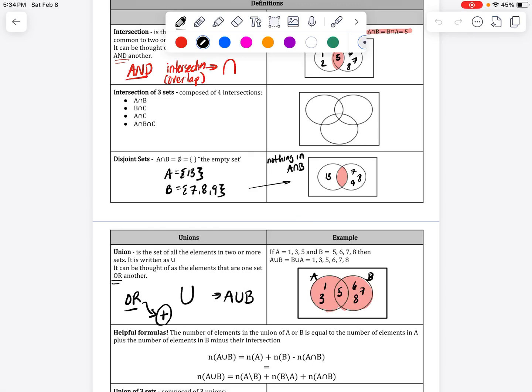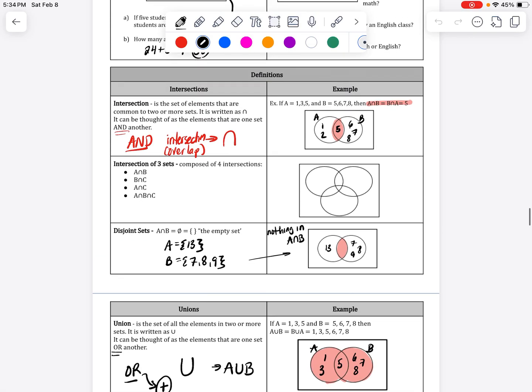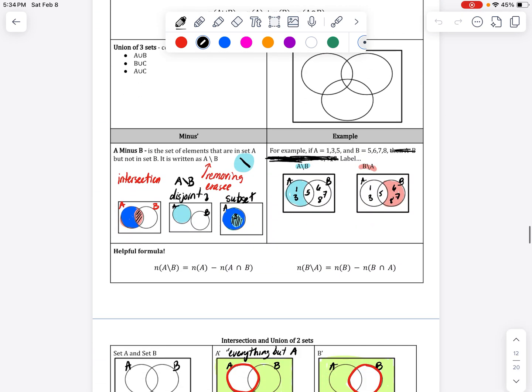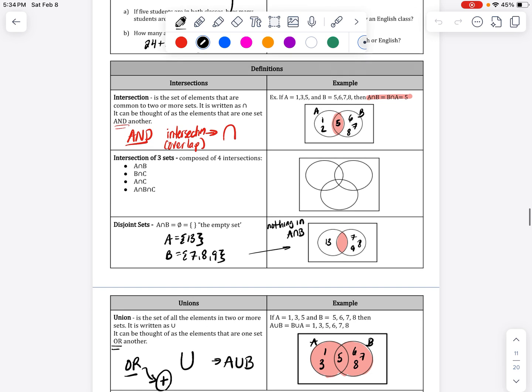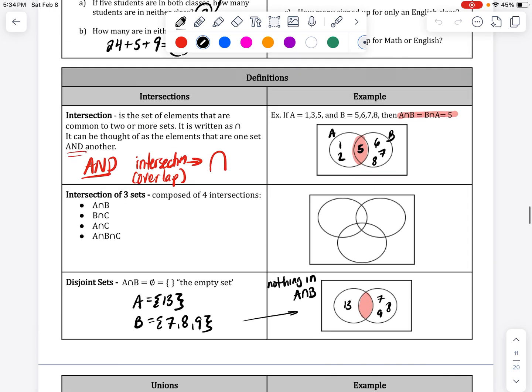Hi folks, I'm not here today, but I'm just going to show you what these intersections, unions, and minuses look like when we're talking about three Venn diagrams. So let's start with intersections. Just a reminder, if you're forgetting what intersections are, that's the ∩ symbol.